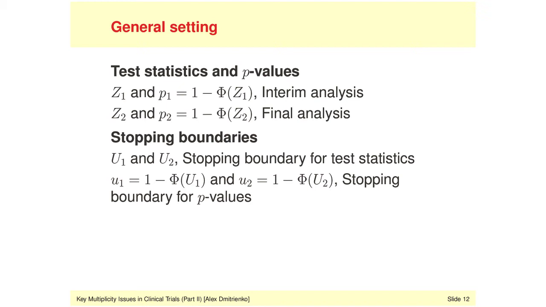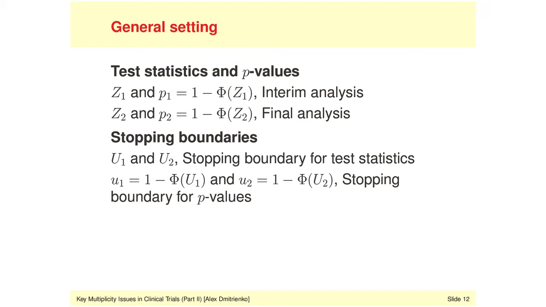But before we get to the discussion of stopping boundaries, I would like to quickly introduce the test statistics denoted by Z1 and Z2. These are the treatment effect test statistics that will be computed at the interim analysis and at the final analysis respectively. And at the interim or final analysis, we can also compute one-sided p-values. They will be denoted by P1 and P2.